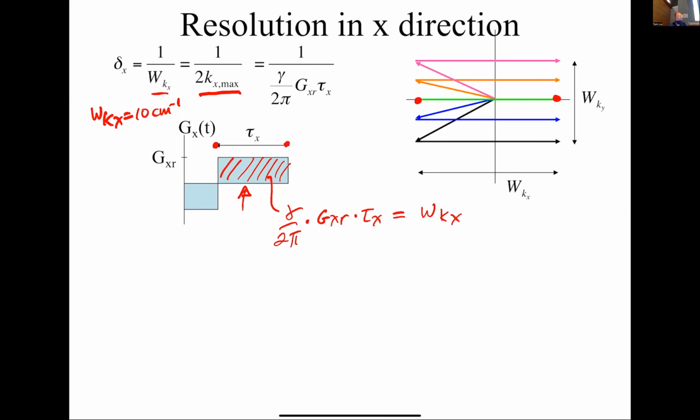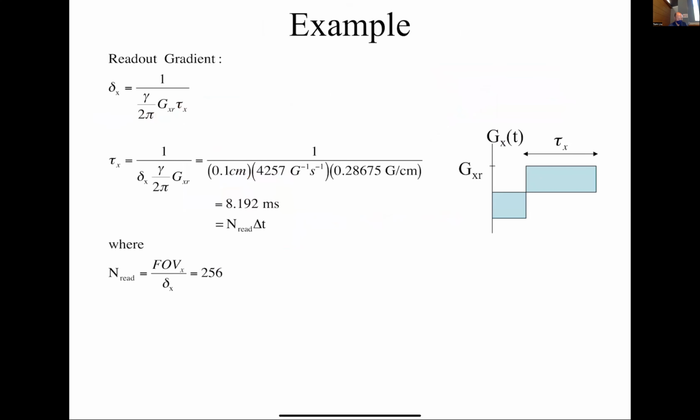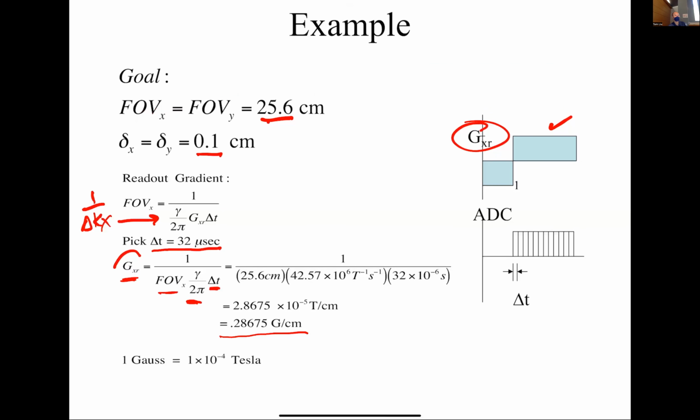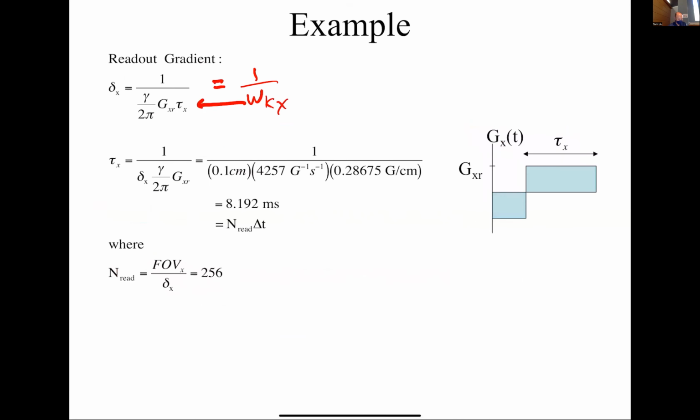So let's apply that design. Delta kx we know is 1 over wkx, okay? And that just corresponds to this formula. That's the formula we have. So now we had already solved for GXR here, right? We already know what GXR is here, so the FOV already determined that for us. Okay, so now we take that value of GX. So we have our delta x is 0.1 centimeters. So we know the delta x.